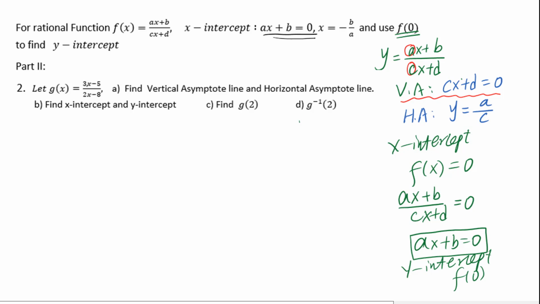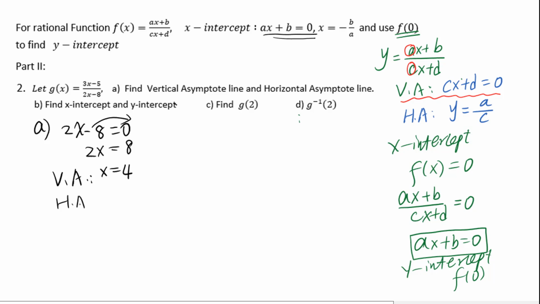Let g of x equals 3x minus 5 over 2x minus 8. Find the vertical asymptote line and the horizontal asymptote line. For the vertical asymptote line, we will make the denominator equal 0. Then solve. 2x equals 8, divided by 2, x equals 4. This is the vertical asymptote line. For the horizontal asymptote line, y equals the division of the coefficients of x, 3/2.